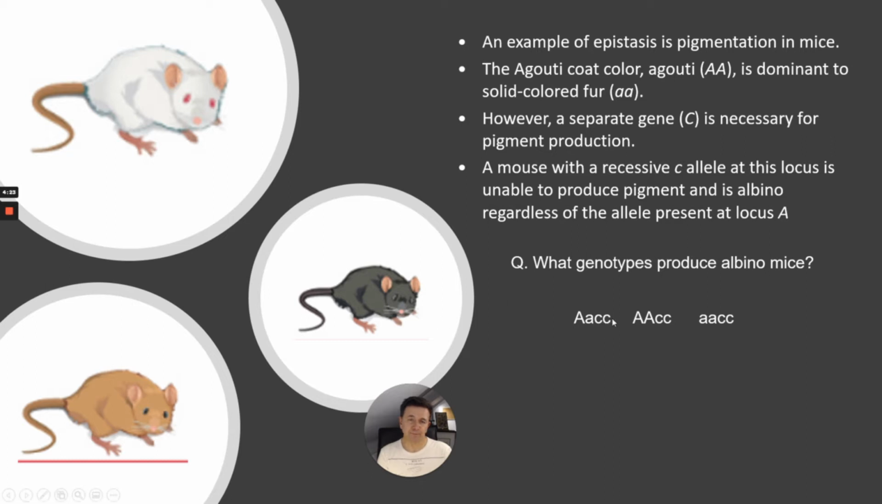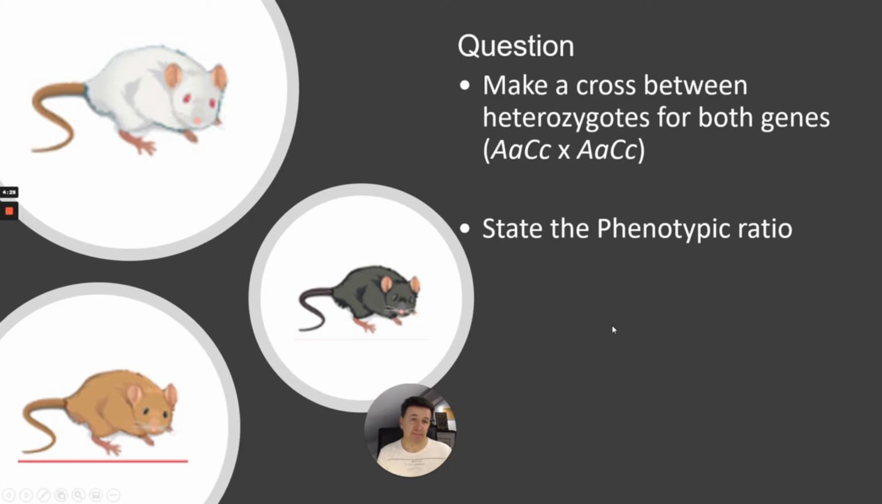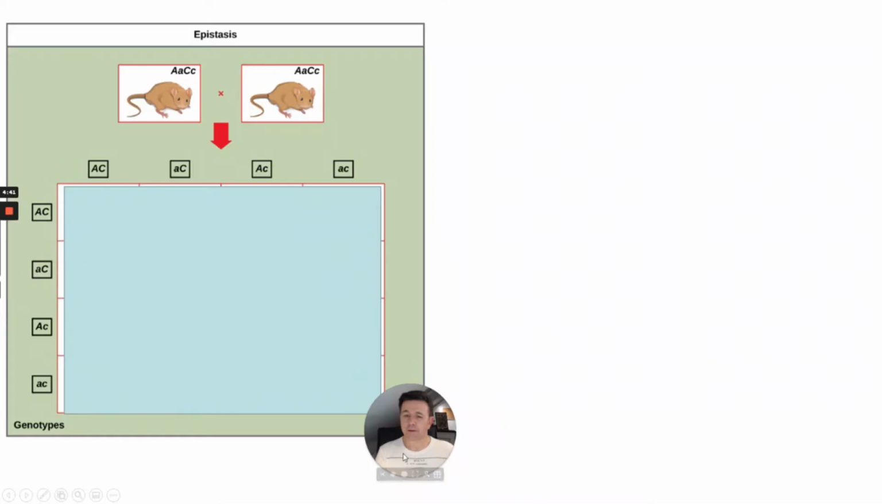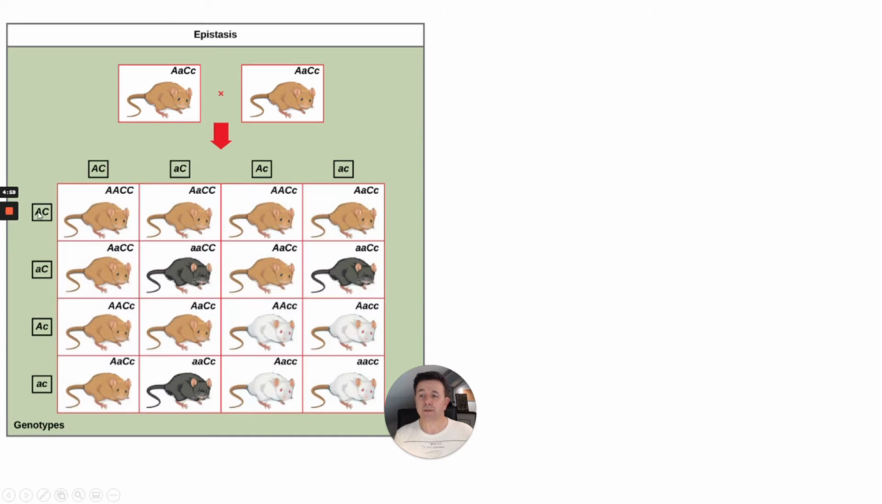A common question is then to make a cross between heterozygotes for both genes. So in this case you can see heterozygous parents, and then it says state the phenotypic ratio. The first thing you would do is specify the genotypes. It will be a 4x4 in this case. You can see that it is exactly the same for the male and the female. And then you would do a simple cross between the two. You can see the crosses there.